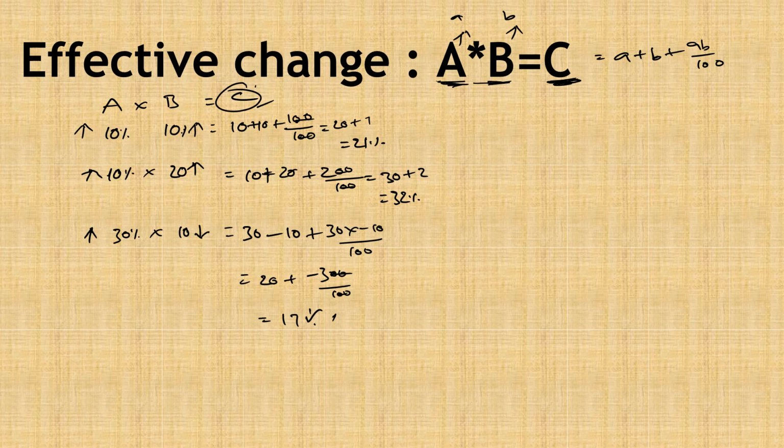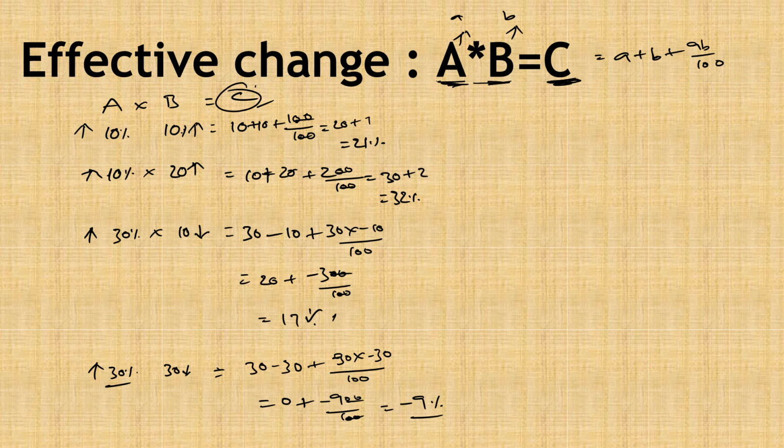If a number is increased by 30% and the other number is also decreased by 30%, then the change is 30 minus 30 plus 30 into minus 30 divided by 100. 30 minus 30 will get 0 plus minus 900 divided by 100. 2 zeros get cancelled. We will get minus 9% as the effective change in the number C.